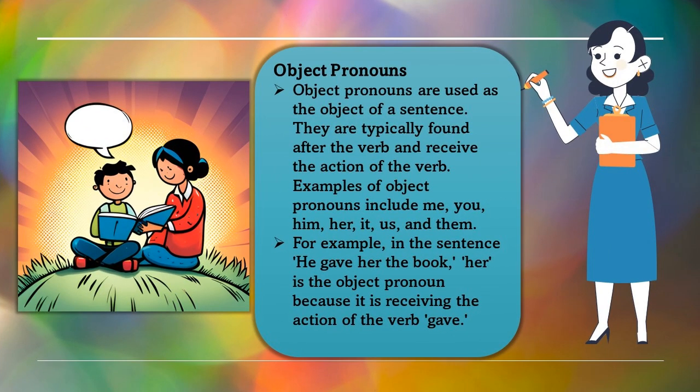Object pronouns. Object pronouns are used as the object of a sentence. They are typically found after the verb and receive the action of the verb. Examples of object pronouns include me, you, him, her, it, us, and them.